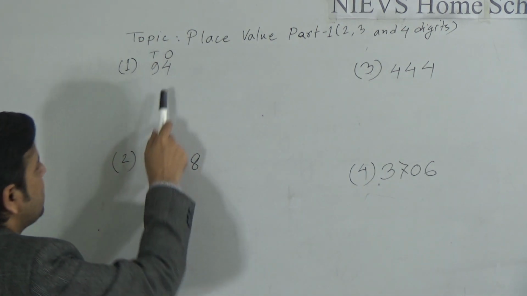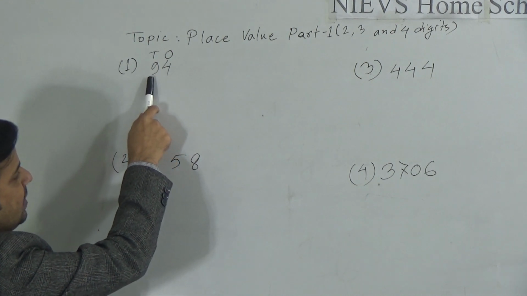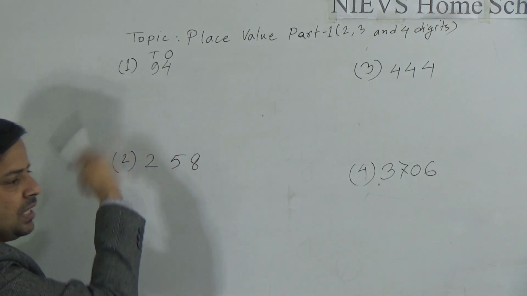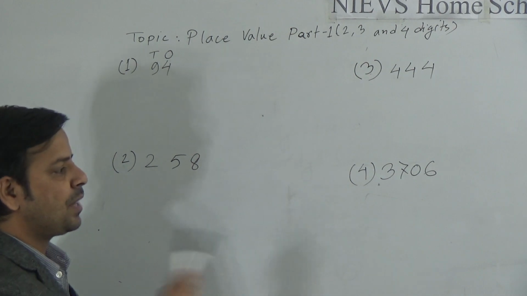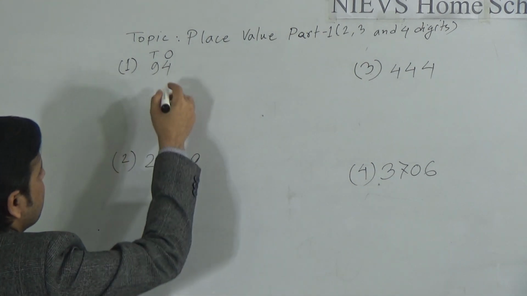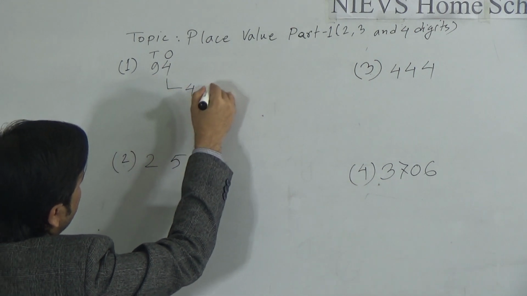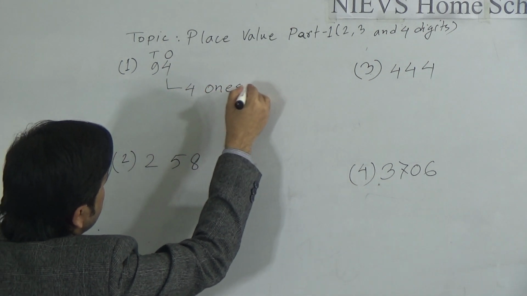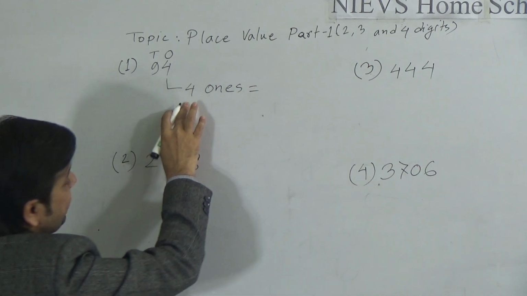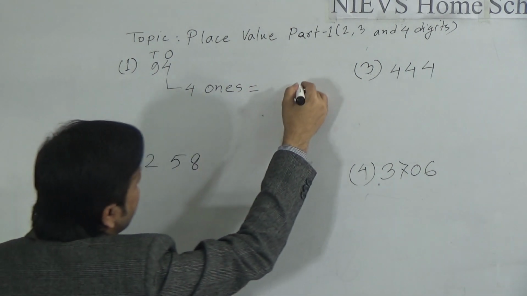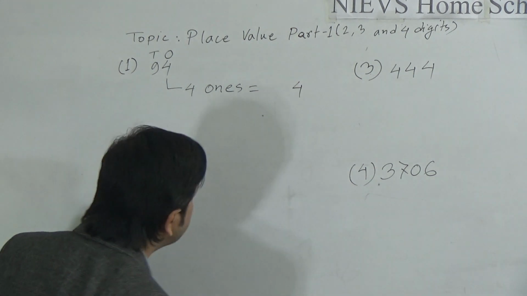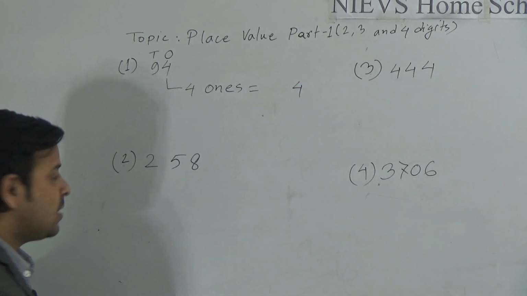First position is ones place, then tens place, then 100 place, thousands place. In this way you have to move to left from right. Okay, so this is ones place. So place value of 4 will be 4 ones. 4 ones means, as this is unit place, this value will remain same 4. 4 ones means 4.